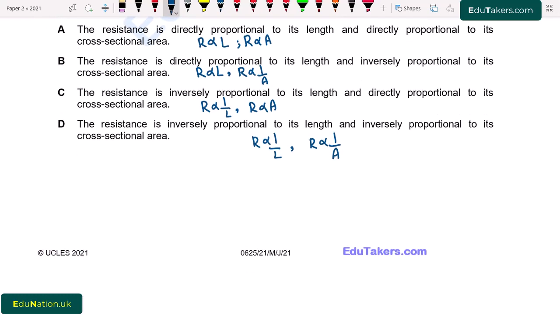So here basically is the relation of the resistance between length and cross-section area. We know that resistance is directly proportional to length and it is inversely proportional to cross-section area. So from here, option B is correct. That the resistance is directly proportional to length and inversely proportional to cross-section area.